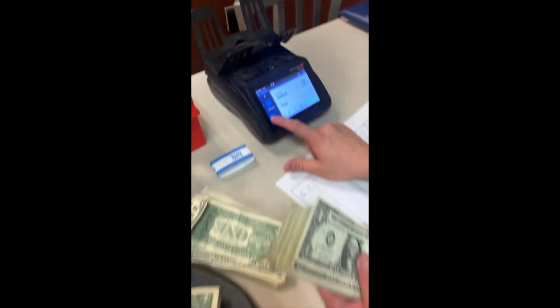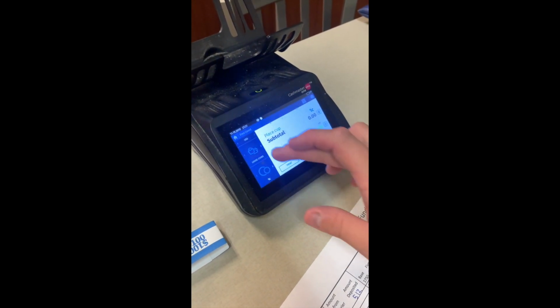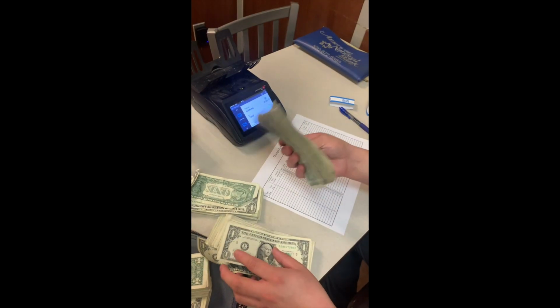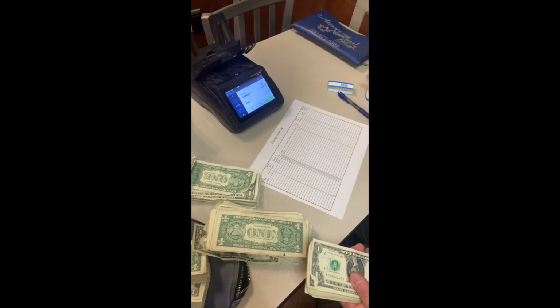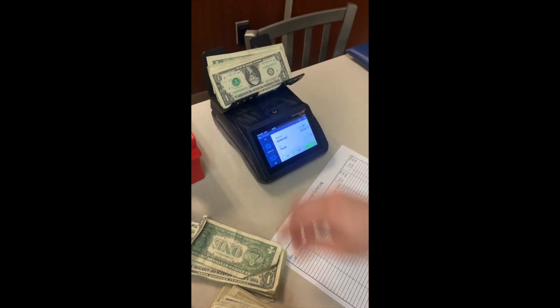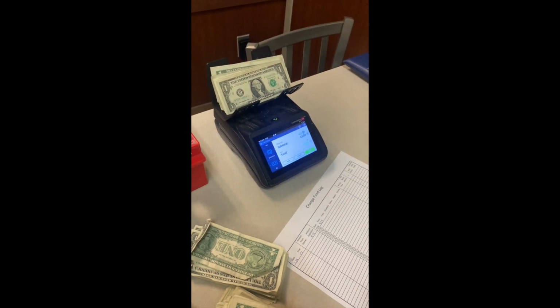And make sure your scale is set to the $1 bill, and make sure you reset it. Okay, so we're going to go ahead and check the 2 bundles we had. So sometimes when you place too many bills on the scale, it tells you to remove some.